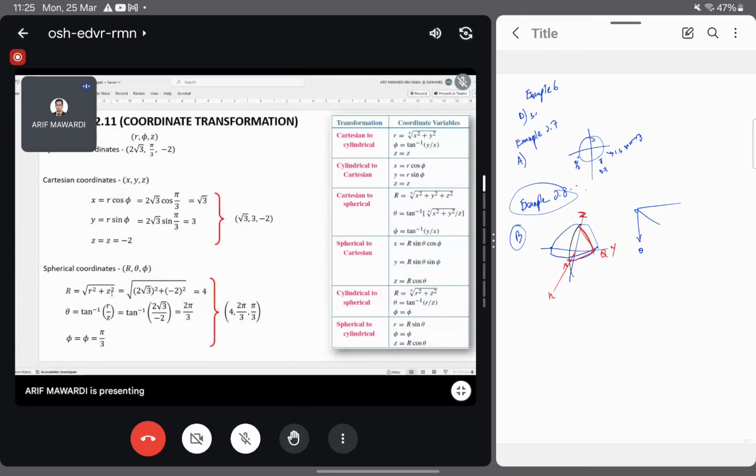So r and z are the coordinate variables in the cylindrical coordinate system, which are given here. So we substitute the value for r here and the value for z here. If we substitute these values, we will get the value for the first coordinate variable in the spherical coordinate system. And then for theta, from cylindrical to spherical, we can use this theta.